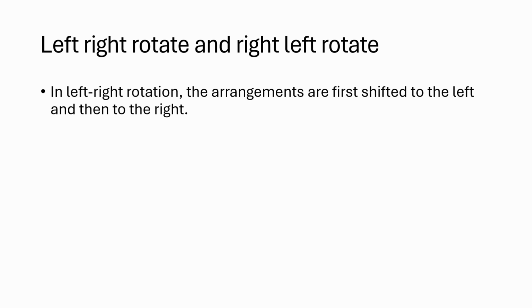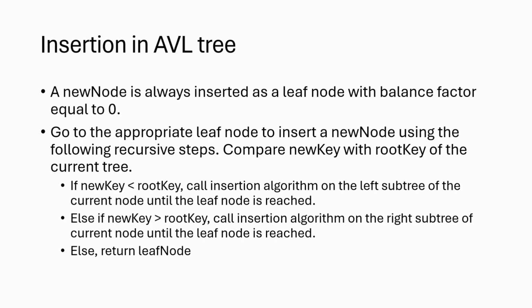And then there's a left-right rotate and a right-left rotate. It's a mouthful, but in left-right rotation, the arrangements are first shifted to the left and then to the right. So there are two shifts. First, you do a left rotate, and then you do a right rotate. Whereas right-left is the opposite: you would do a right rotate and then a left rotate. And you do this kind of rotation until you get the balance factor figured out.